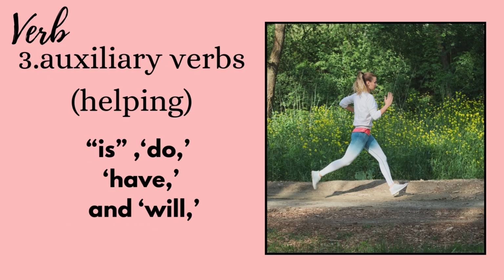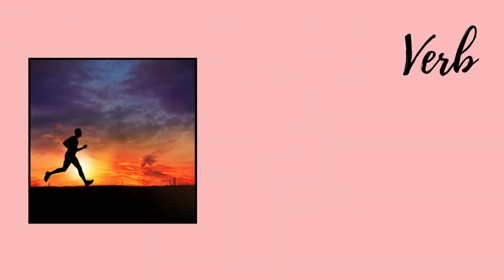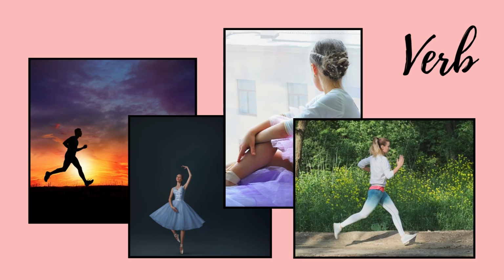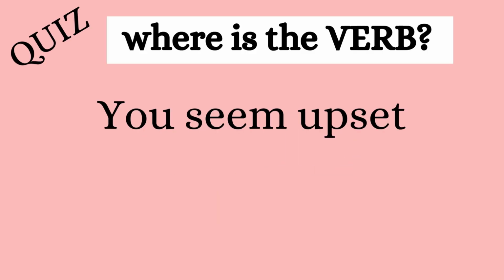There are also helping verbs like is, do, have, and will, which help form different tenses or moods. In she is running, the verb is helps express the continuous tense. Remember, verbs are powerful words that show actions, occurrences, and states of being. Quiz time. Identify the verb in this sentence. You seem upset.